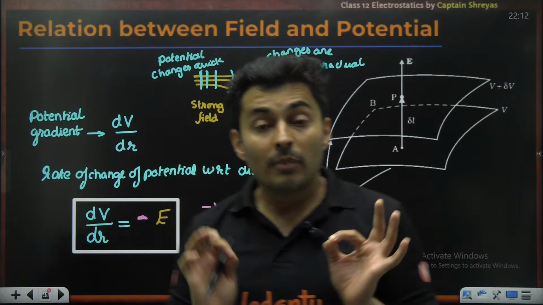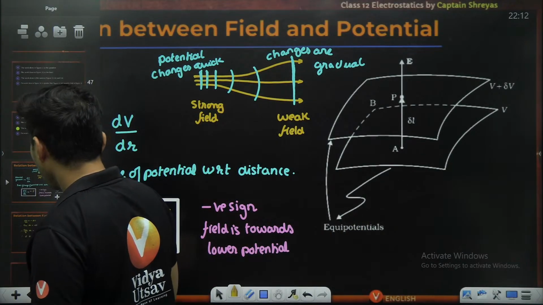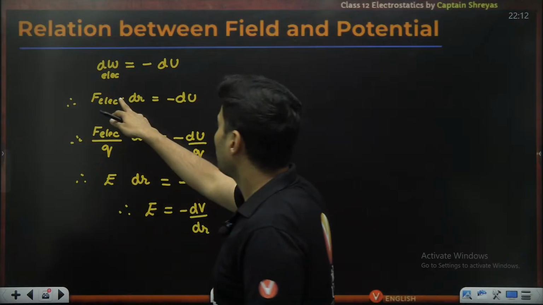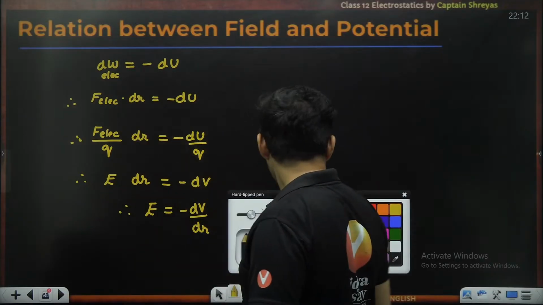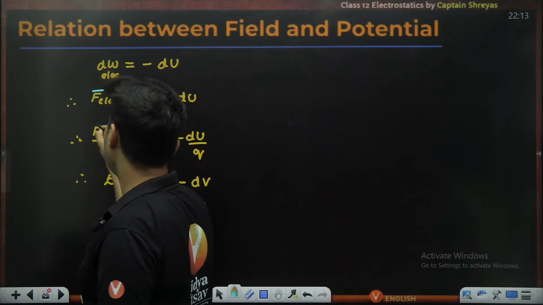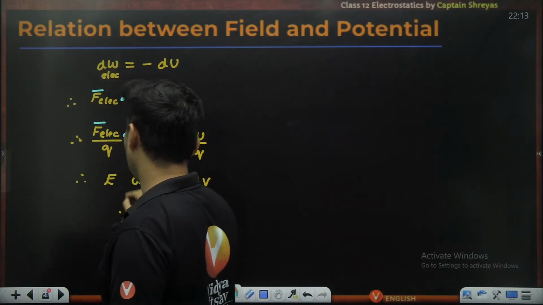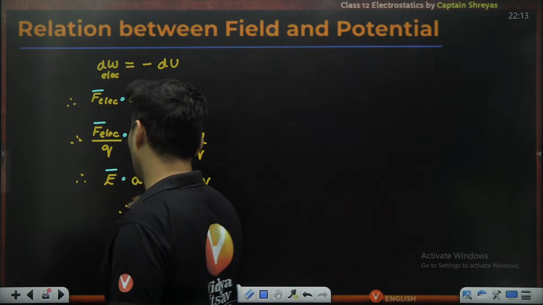Perfect. But be also aware of one thing. When I do this, technically speaking, it's a vector quantity. This is a vector, this is a vector, this is a vector. This was a dot product. So technically there was a dot product here.